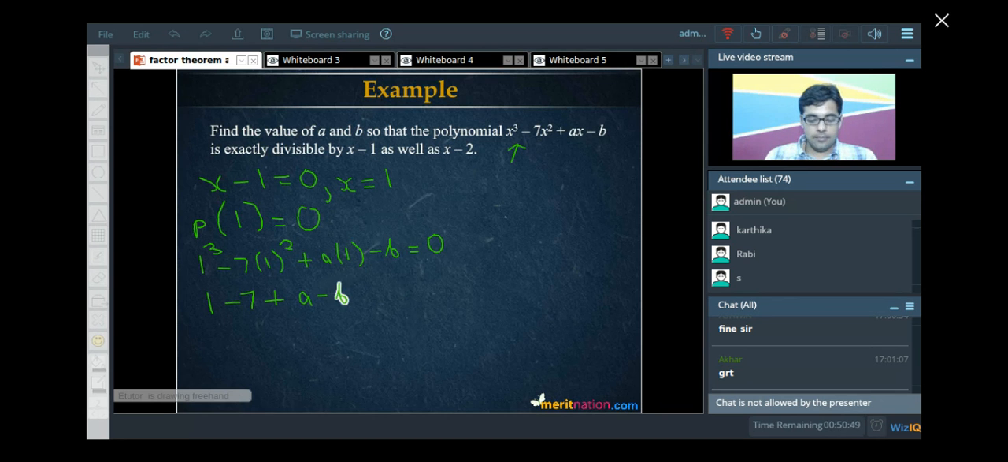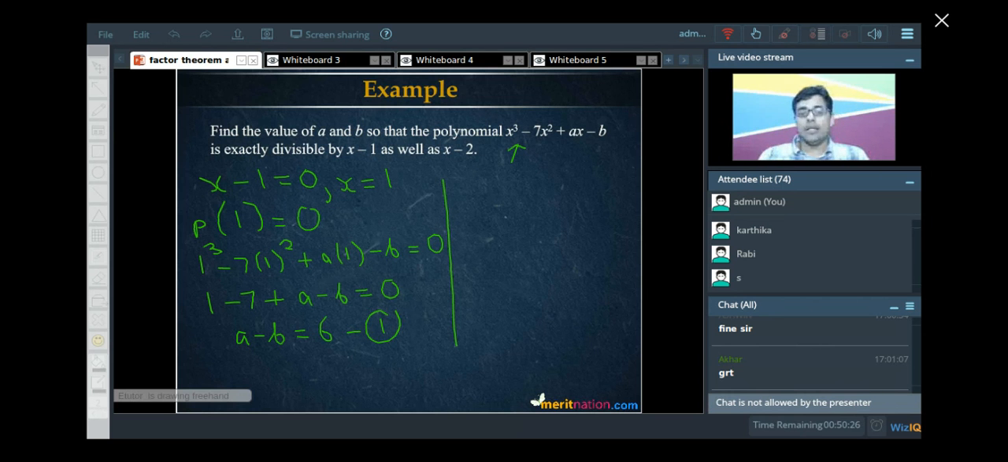plus a minus b equals 0. From here we will get a minus b equals 6. 1 minus 7 is minus 6. Minus 6 goes to the right hand side. It will become plus 6. So a minus b is 6. That is equation number 1.